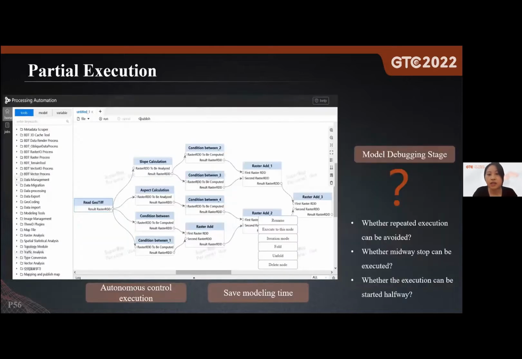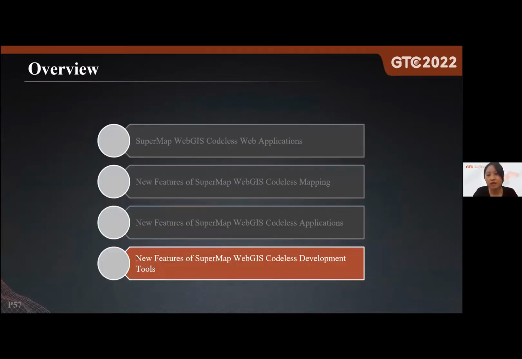In addition, GPA processing supports autonomous control of execution. You can cancel or start execution at any node to check the results or modify parameters to avoid repeated execution so as to save modeling time. Then let's move to the last part, the new features of SuperMap WebGIS coordinate development tools.